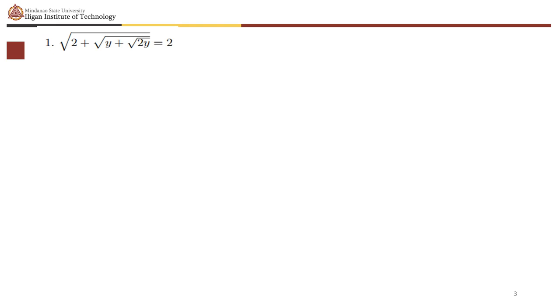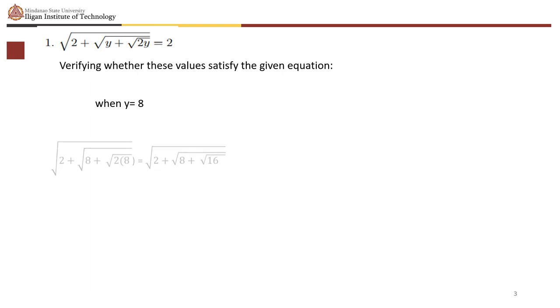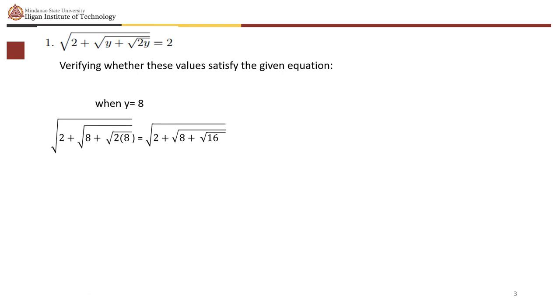So we now verify to the original equation whether the values that we get will satisfy the equation. So when y is equal to 8, we have the following. That is, we now replace y here by 8 and y again here by 8. So that's why you have square root of 2 plus square root of 8 plus square root of 2 times 8, which will give us square root of 2 plus square root of 8 plus 2 times 8 is 16 there. And the square root of 16 is 4, so that we now have the following.